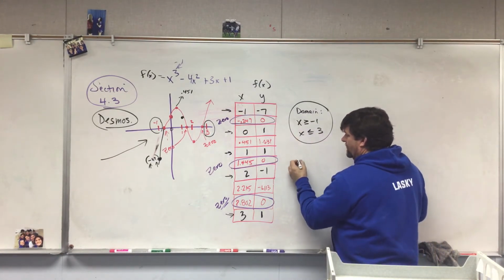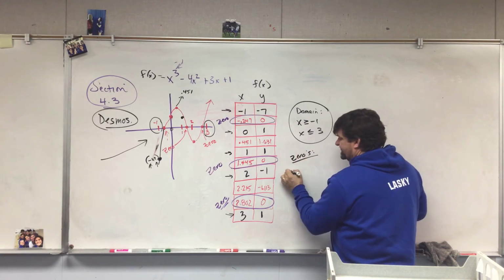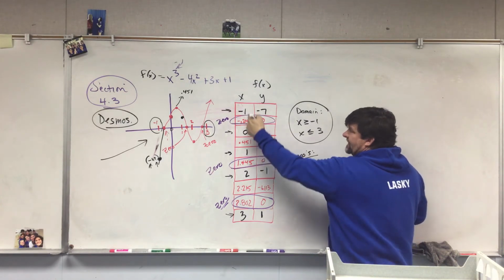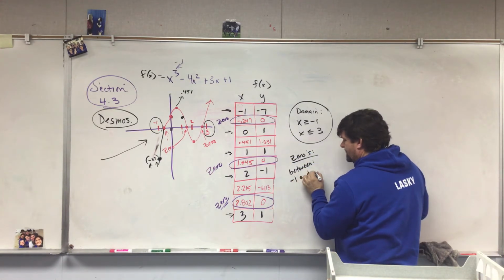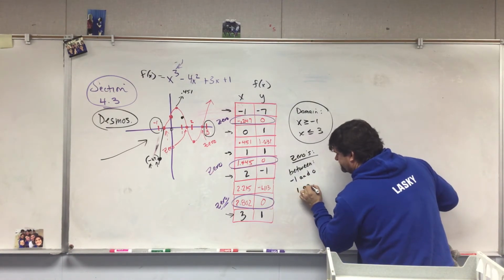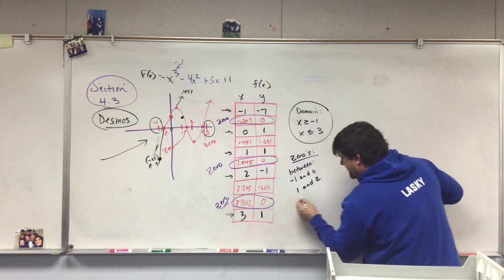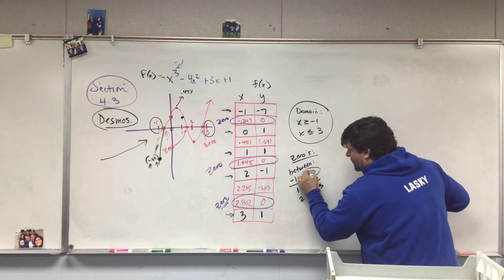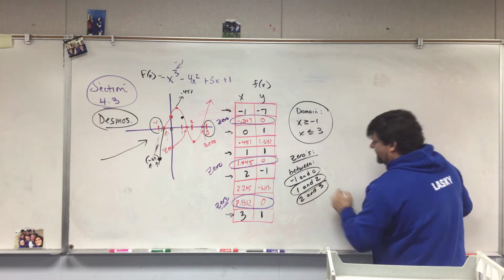So I have a 0. I have zeros between... What do I have in between? -1 and 0. Between -1 and 0. I have 1 in between 1 and 2. And I have it between 2 and 3. So there's 3 of them. One of them is between -1 and 0. The other one's between 1 and 2. And the other one's between 2 and 3.